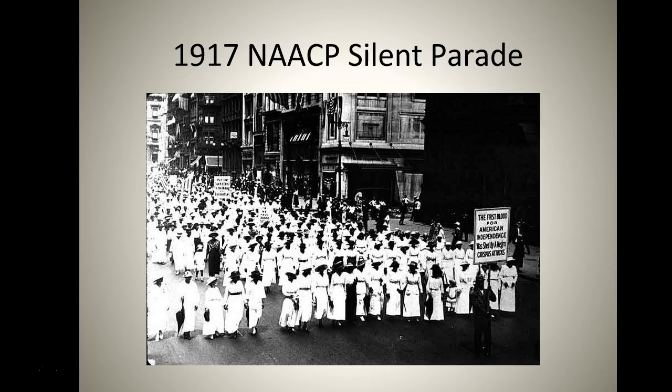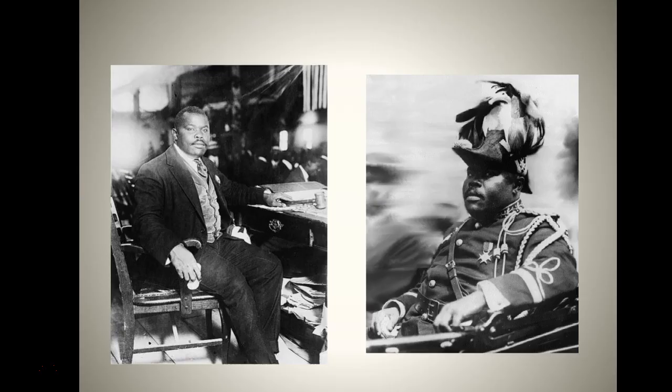And so the NAACP begins to practice this method of taking things through the court system and challenging laws in the courts. That begins in the late 1910s, early 1920s, and really begins to be effective in the 1930s and 1940s. So the NAACP comes from this period.